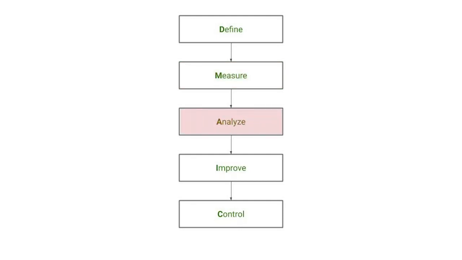Then analyze. Work to find the root causes of problems and understand their impact. Next, improve. This means implementing a reasonable solution to the problem. Lastly, control. This is where you'll implement the changes and stay on top of monitoring the updated processes you've established.